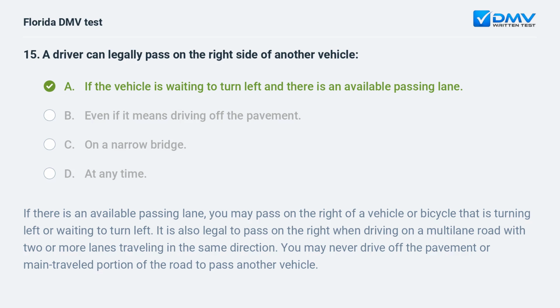If there is an available passing lane, you may pass on the right of a vehicle or bicycle that is turning left or waiting to turn left. It is also legal to pass on the right when driving on a multi-lane road with two or more lanes traveling in the same direction. You may never drive off the pavement or main traveled portion of the road to pass another vehicle.